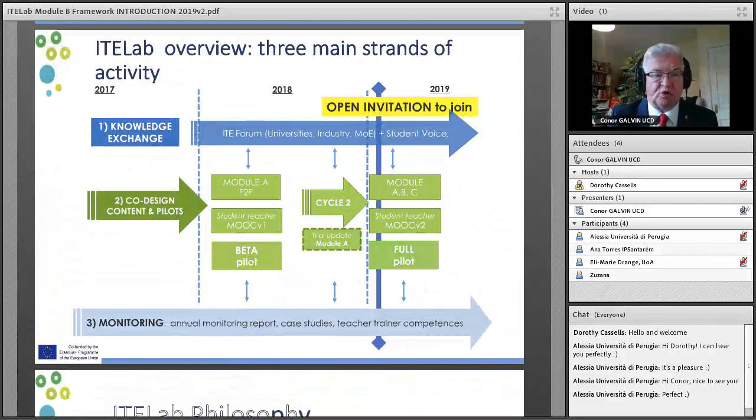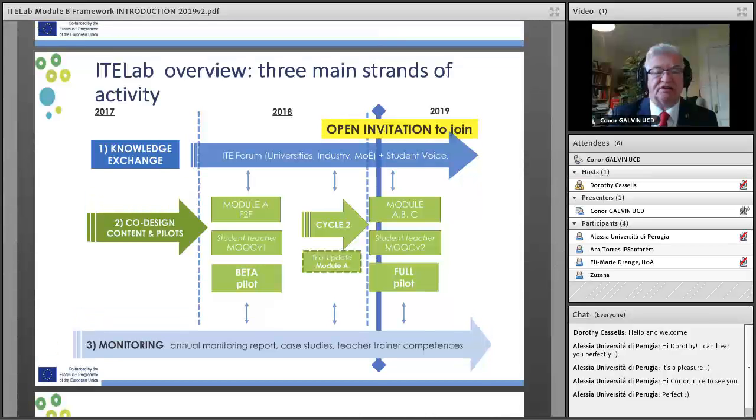Again, those of you who are members of the core team will recognize this slide. Those of you who are listening remotely, or for the first time, or meeting the project for the first time, will probably be less familiar with it. So very briefly, this is part of strand 2 of the work that's been done in relation to the ITELab. The first strand is the knowledge exchange aspect. It connects to the forum particularly, and it involves student voice, industry voice, and the voice of practitioners. The second strand, the co-design content and the pilot strand, is the one that this module connects most directly with.